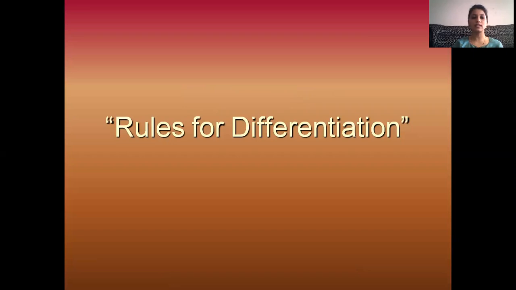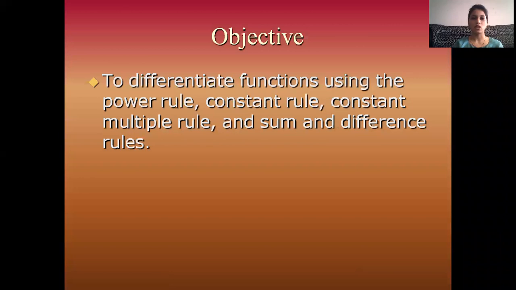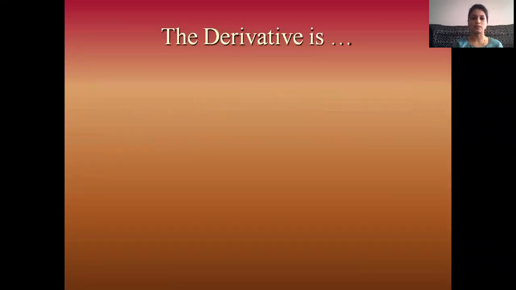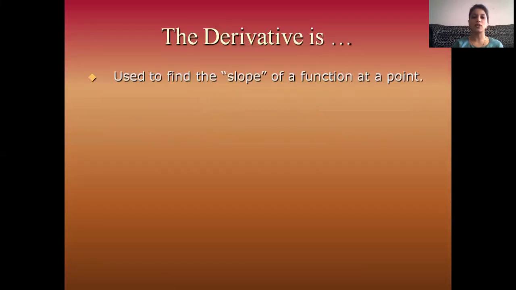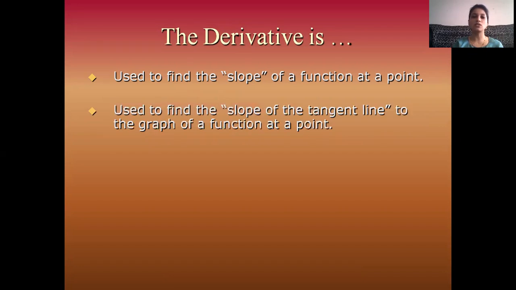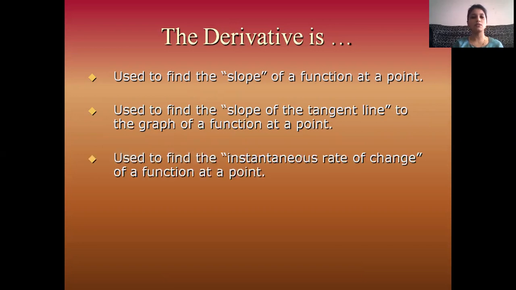We are going to learn about rules for differentiation. Objective: to differentiate a function using the power rule, constant multiple rule, and sum and difference rule. The derivative is used to find the slope of a function at a point. The derivative is used to find the slope of the tangent line to the graph of a function at a point. The derivative is used to find the instantaneous rate of change of a function at a point.